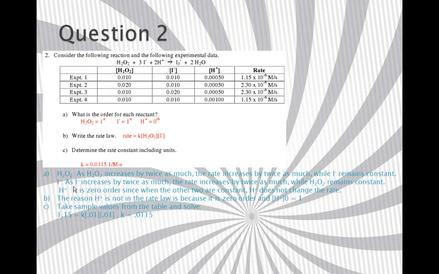Same deal with I minus, but then H plus is different because it's zero order, since when the other two are constant, H plus does not change the rate at all. So for part B, that also changes our rate law, because when you add H plus in there to the 0, it ends up equaling 1, so you don't have to express that at all in the equation. And then for part C, take sample values from your new function and plug it in and solve for k.